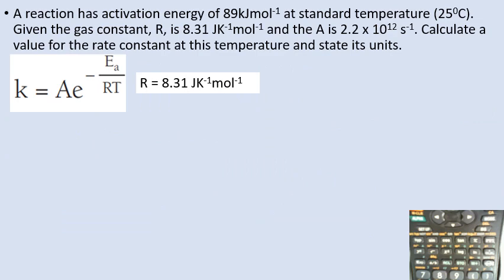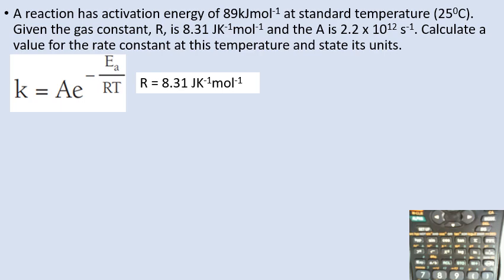Let's take a look at this question then. So we've got a reaction that has an activation energy of 89 kilojoules per mole at standard temperature, 25 degrees C. We're given the gas constant R of 8.31 joules per Kelvin per mole. This will always be given, and it will always be in the correct units. We're also given A, the Arrhenius constant A, is 2.2 times 10 to the 12 seconds minus 1, and we've been asked to calculate a value for the rate constant.